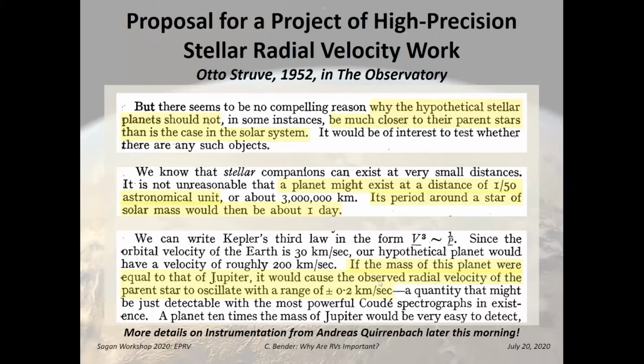And he goes on to say how you might measure this. If the mass of the planet were equal to that of Jupiter, it would cause the observed radial velocity of the parent star to oscillate with a range of 0.2 kilometers per second, a quantity that might be just detectable with the most powerful Coude spectrographs in existence. A planet 10 times that would be very easy to detect. And Andreas Kornbach is going to talk about instrumentation later today, if you don't know various flavors of spectrographs. And Deborah Fisher is going to talk about relative velocity scales to put 0.2 kilometers per second into context.